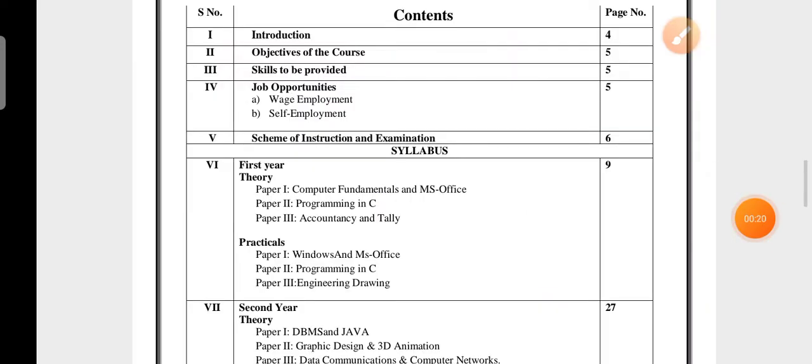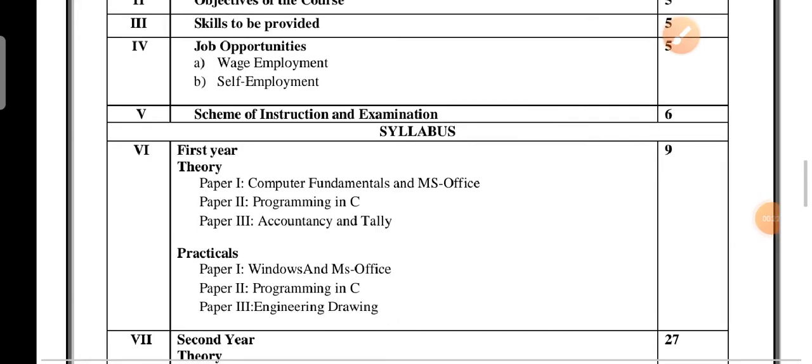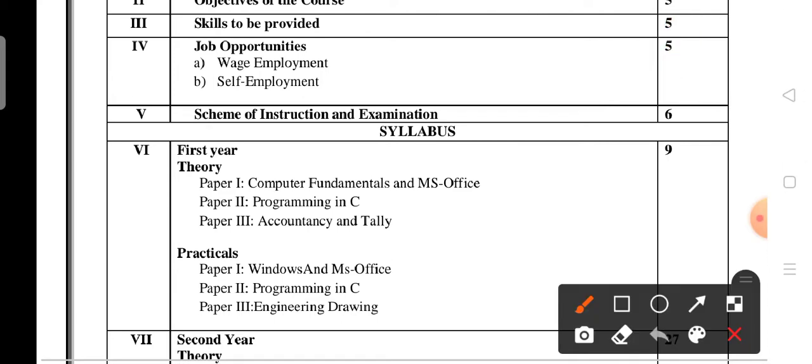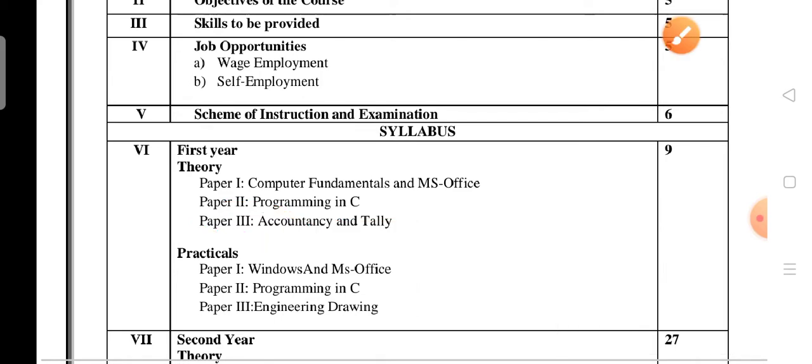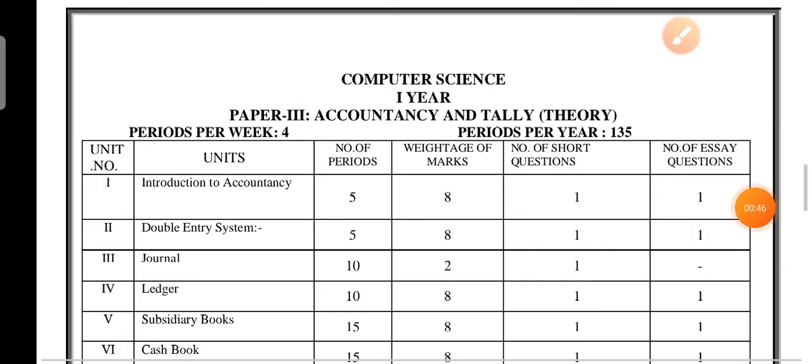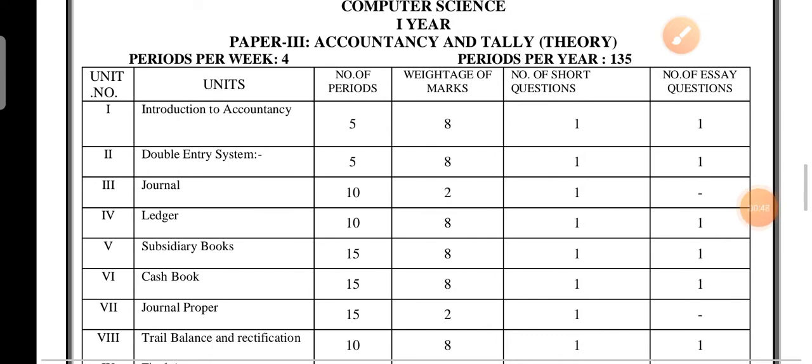You know very well that we have finished the first GFC English, as well as your first year computer fundamentals, MS Office, and programming in C also. So tomorrow, the 31st, Sunday, you are going to write the third paper, that is paper 3, accountancy and tally. So today I am going to discuss the 30% deleted content, the 70% syllabus, and the model question paper for accountancy and tally. This is the computer science first year paper 3, accountancy and tally.